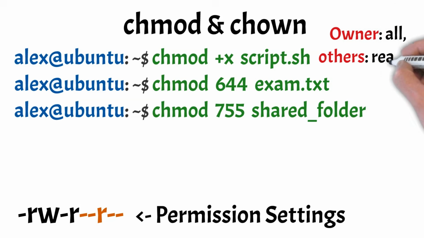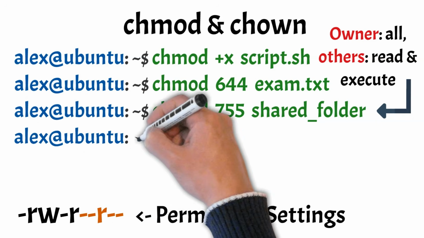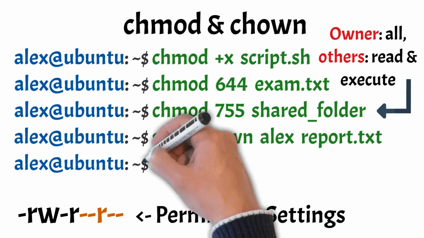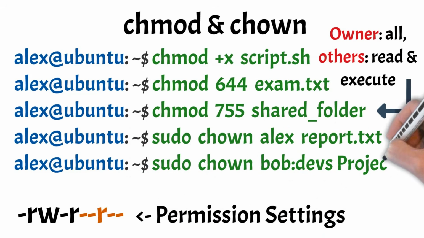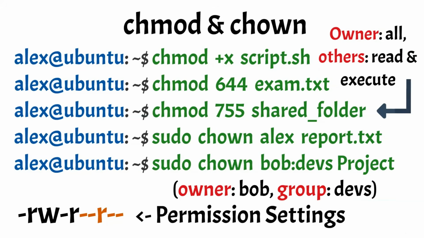On the other hand, ownership changes are done with chown. This command is usually used together with sudo. For example, sudo chown alex report.txt assigns ownership to user Alex. You can also change the owner and group together, like sudo chown bob:devs project, which sets Bob as the owner and devs as the group. While a bit rarer, these commands are very useful when working with multi-user environments.